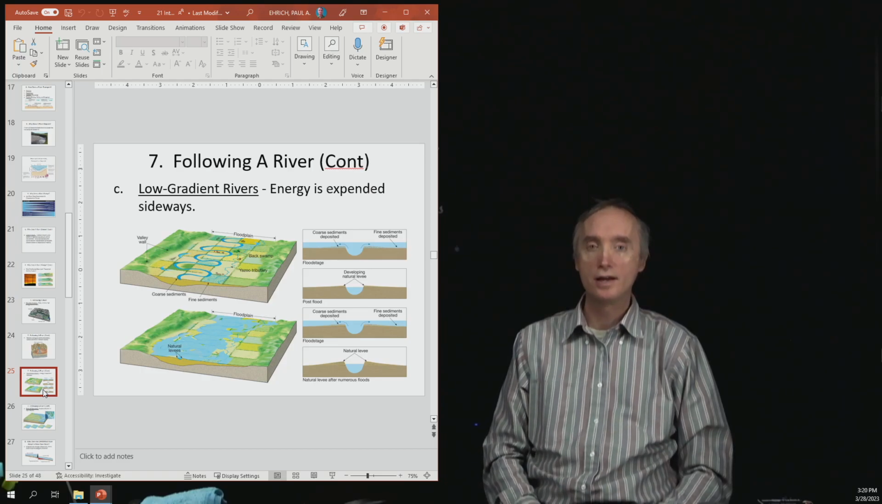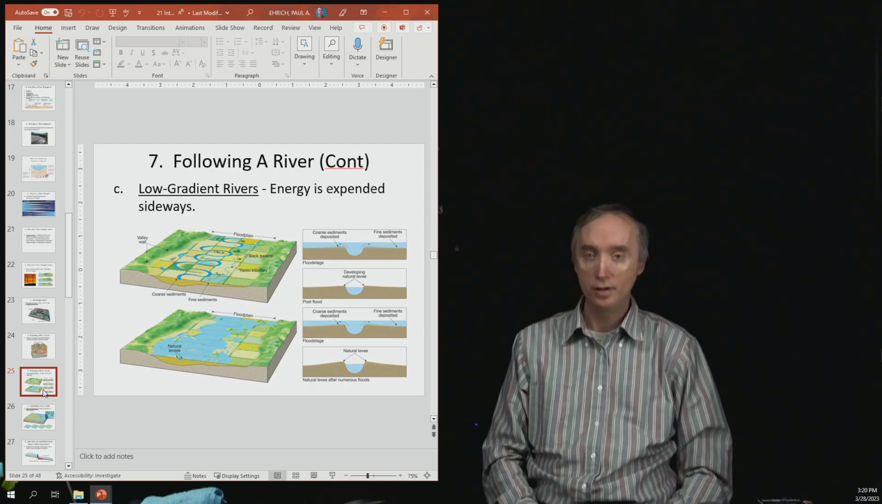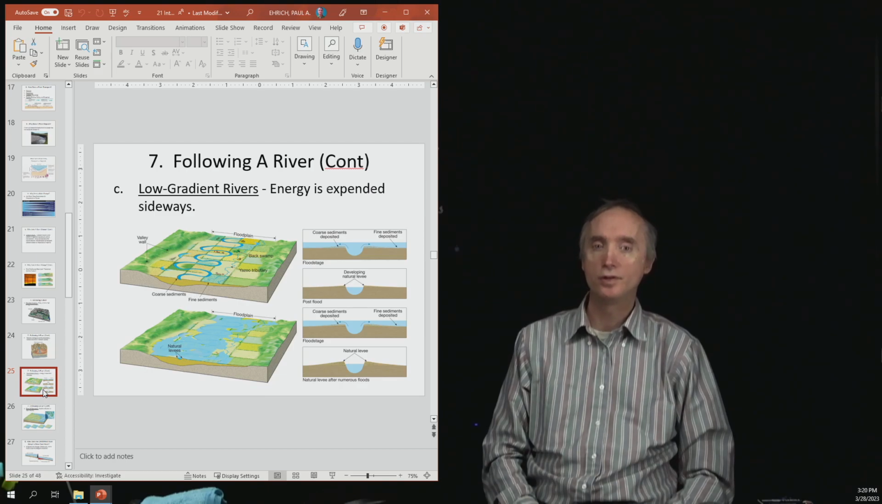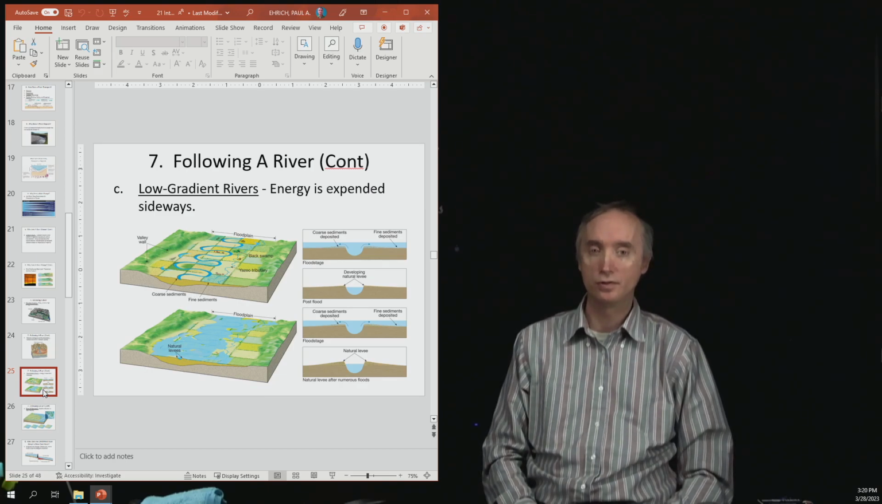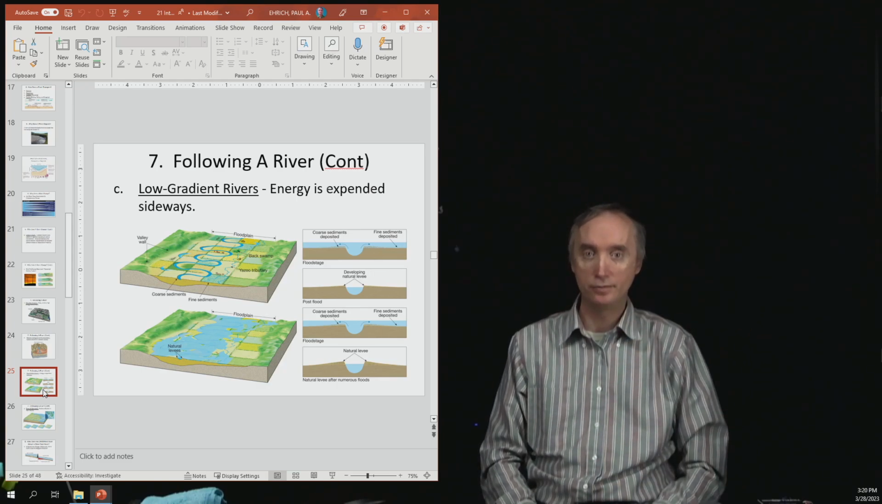So, in our last segment, we talked about how rivers are born in the mountains, and then we talked about what they do when the slope decreases once they come out of the mountains. Now we want to talk about what the river is going to do when it's on relatively flat terrain.